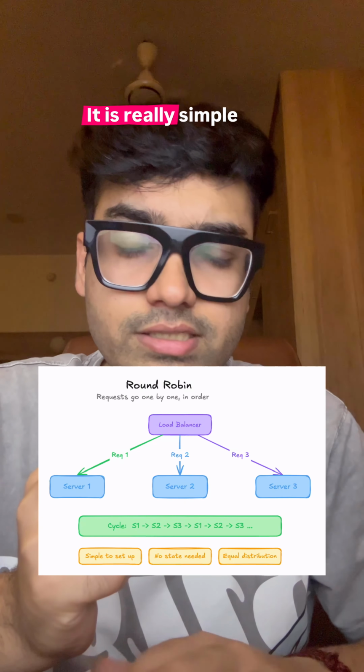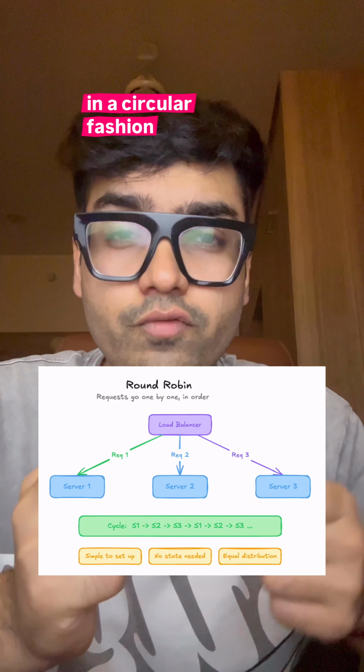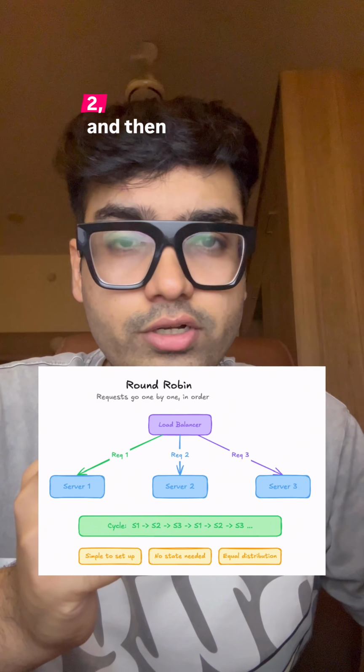First is round robin. It is really simple. It distributes requests in a circular fashion. For example, first request goes to server 1, then next to server 2, and then next to server 3.